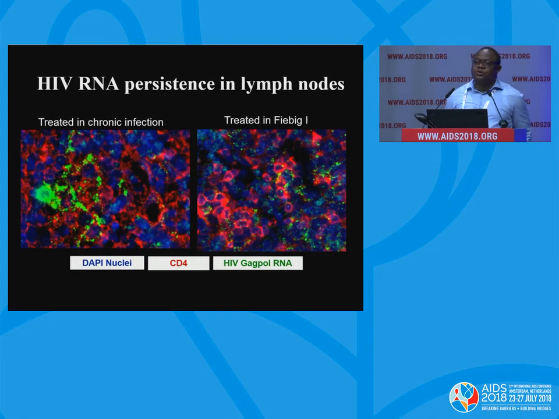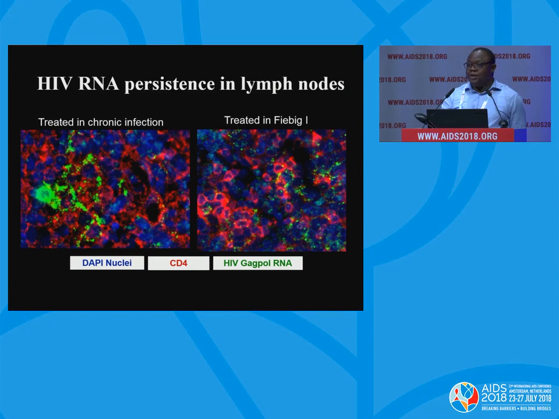Just coming back to the presence of HIV and how long it persists, one might argue that when you measure HIV GAG P24, that may not necessarily mean that the virus is replicating, which to a large extent is true. So we also looked at HIV RNA by FISH technology, the RNAscope. I'm showing you two graphs here, looking at somebody who was treated in chronic infection and was not fully suppressed, and somebody who was treated in Fiebig stage 1 and completely suppressed. We can still detect HIV RNA.